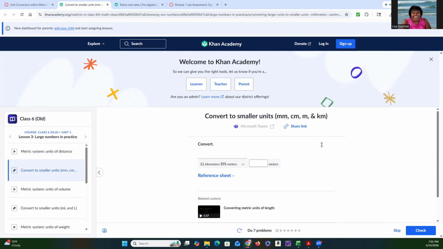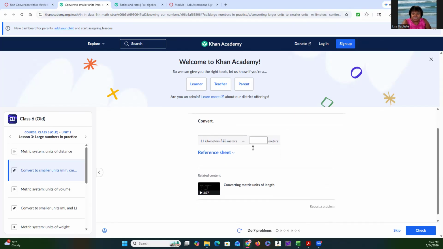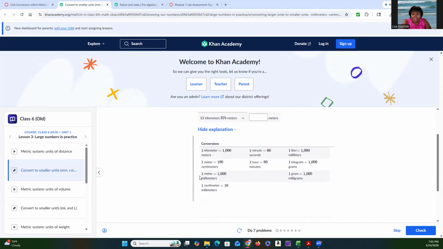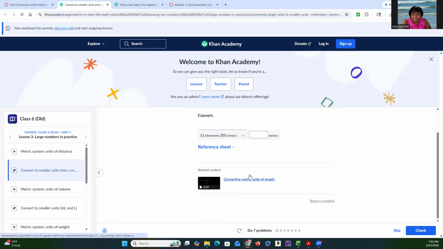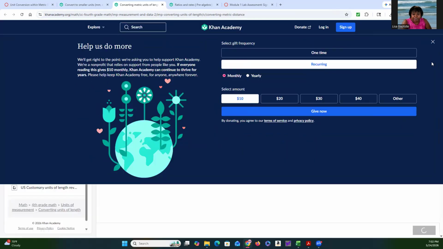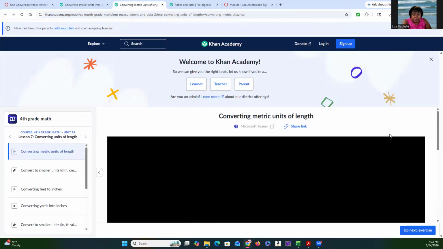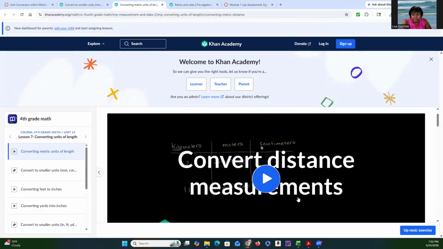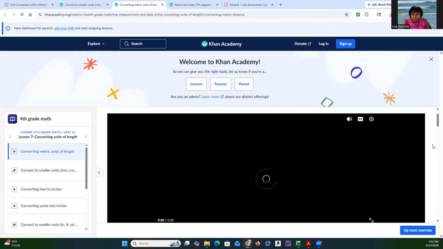But anyway. All right. So on the second one, it goes straight to the practice problems. And so you do have this nice reference sheet. This gives you the equalities between the different units. And so that's very helpful. And then it also gives you a nice video on converting the metric units of length. All right. And so this goes through, if this is your first time converting, okay, every time that pops up, remember you can just exit that out. Then it's really helpful to go through the video.